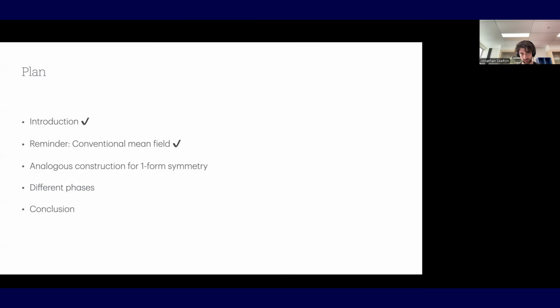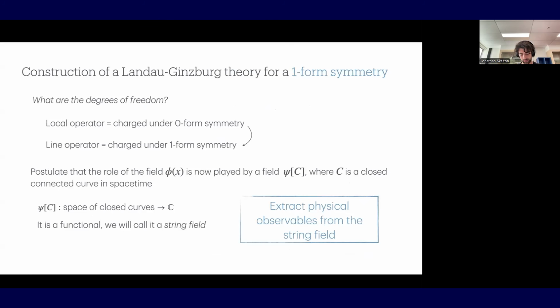But we need to define some stuff before. Because now we don't have a field, but we have a functional defined on the space of closed curves. So now the fundamental object is a functional, right? That takes a closed curve, that we can call loops or closed strings, whatever. This is our new object with which we will describe the theory. Okay, because, as Joe said last week, that's the fundamental object invariant under the one-form symmetry.